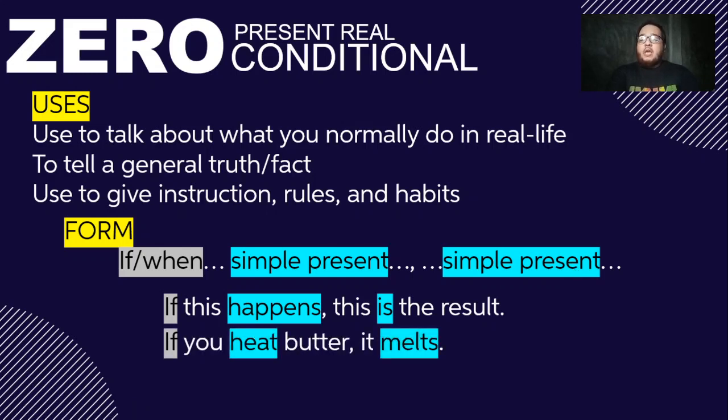Another one, if you heat butter, it melts. It's a general truth that if you heat butter, it really melts. Okay? We use if as the pattern dictates, and then heat, simple present, and melts, another simple present. Okay? I made use of color coding so that you won't be confused. So if you see light blue, a combination of blue and green, that means that is present or zero or present real conditional.